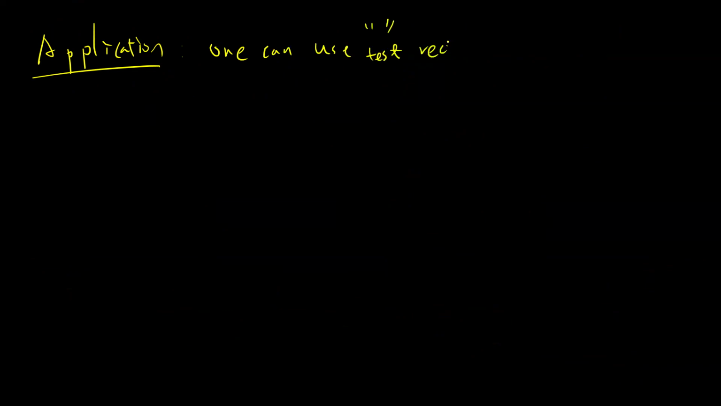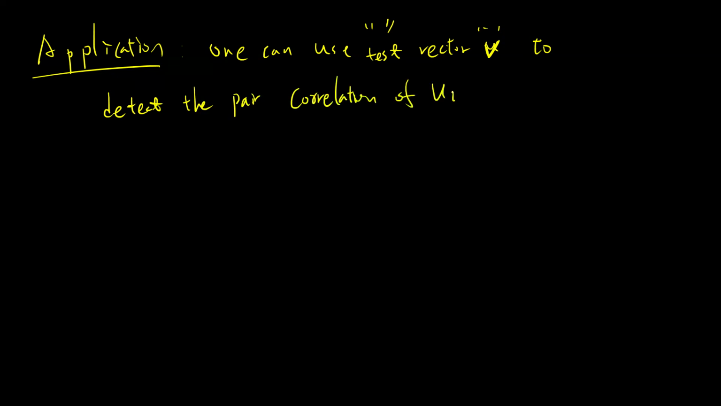There is a very simple application. The idea is that one can use a test vector V to detect the pair correlation of Ui and Uj.